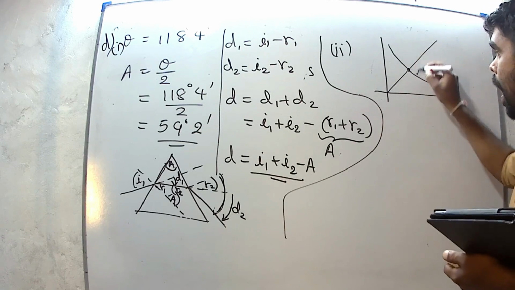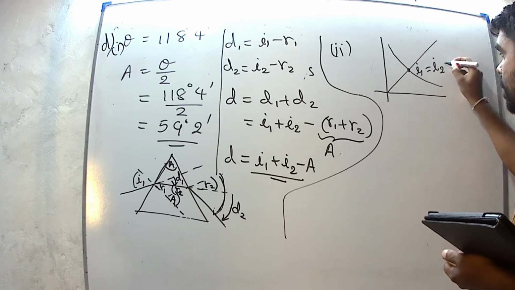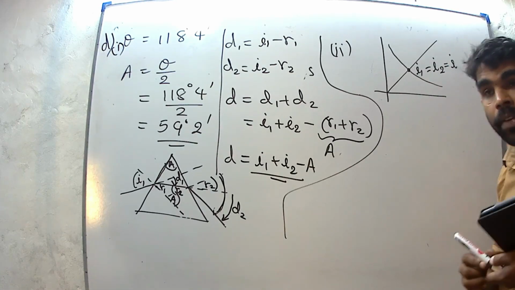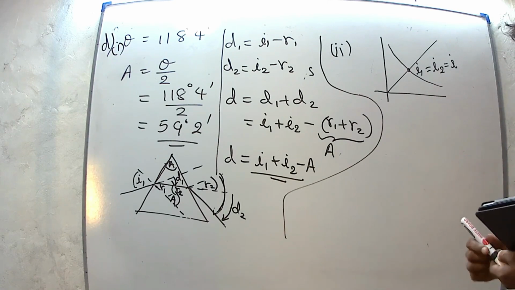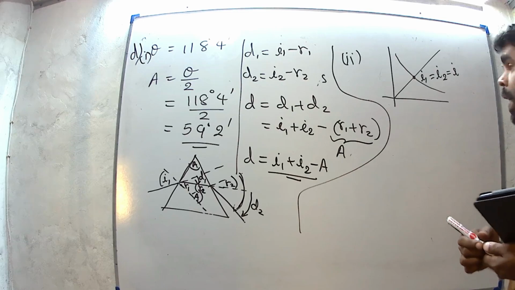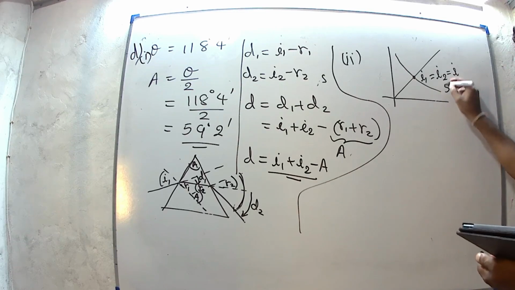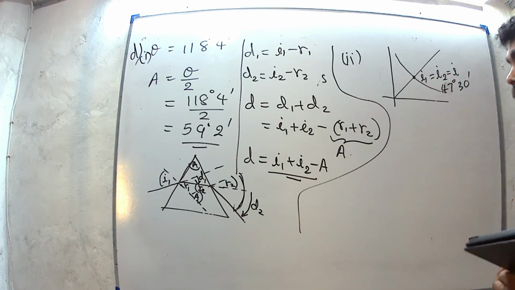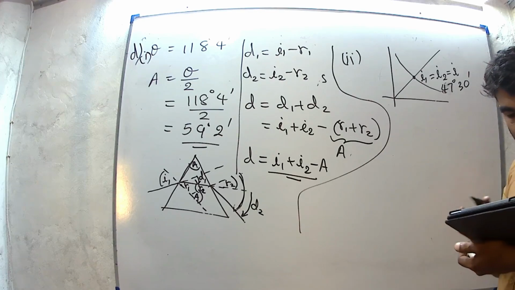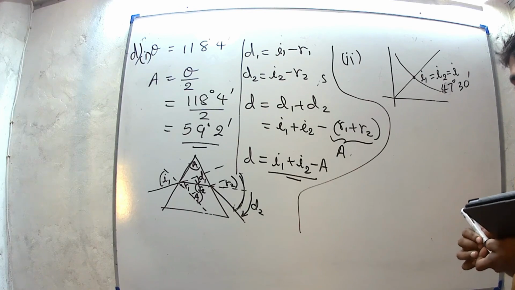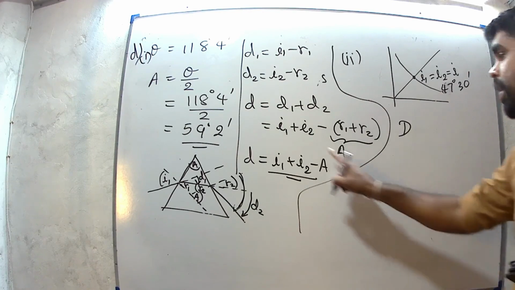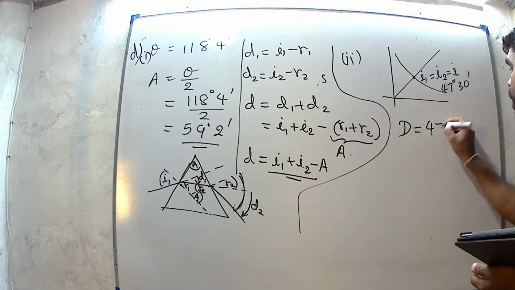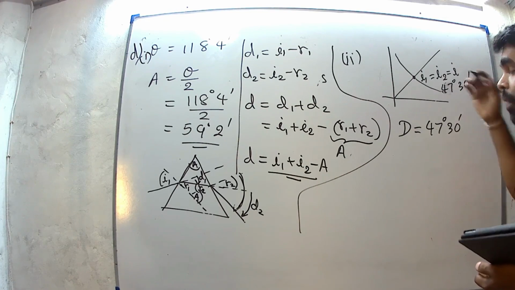At this point, I1 equals I2 equals I. I will consider it as I. And we can obtain the value 47 degrees and 30 minutes, 47.5. It means 47 degrees and 30 minutes. We have to obtain this answer by using the graph. Then we can get the minimum deviation. We have to use this equation. At the minimum deviation, I1 equals I2. Therefore, 47 degrees 30 minutes plus again 47 degrees 30 minutes.